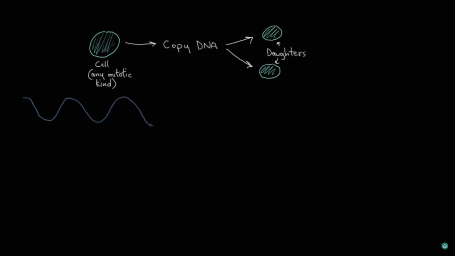Well, the machinery that copies our DNA, the polymerase system, works in a funny way. It doesn't actually copy our DNA all the way to the end. So what we see is that each time DNA is copied, you lose a little bit of telomere here.